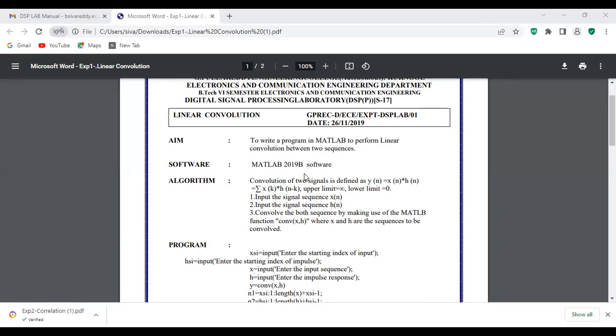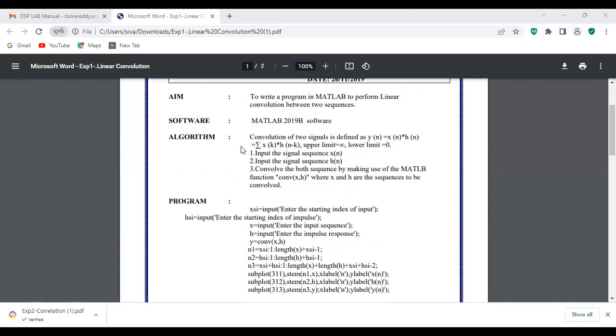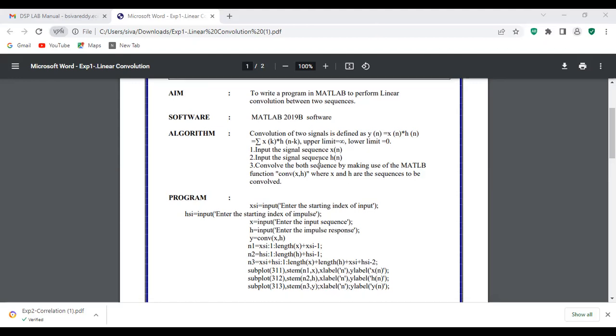The MATLAB software is what we are using here. Just observe the algorithm. For convolution of 2 signals, we need 2 sequences. One is x of n, another one is h of n. x of n is the input sequence and h of n is the impulse response. Both are convolved and you get y of n. The limits are taken from 0 to infinity, x of k times h of n minus k. In MATLAB, we have the facility for convolution without any mathematical calculations, just by using the command conv of x comma h. It performs the convolution of x and h, and the result is stored in y of n. That can be performed by our program.